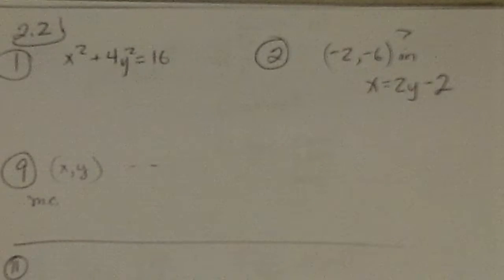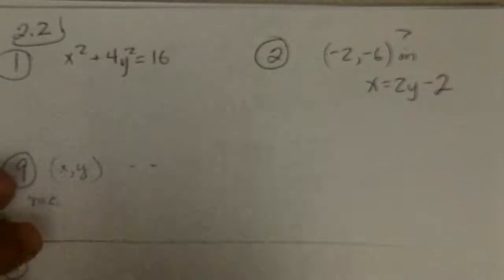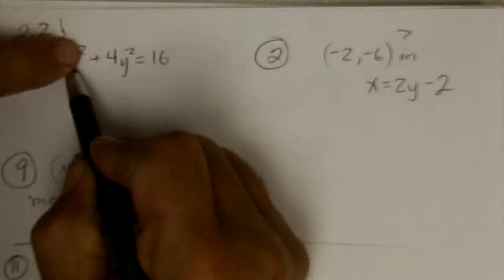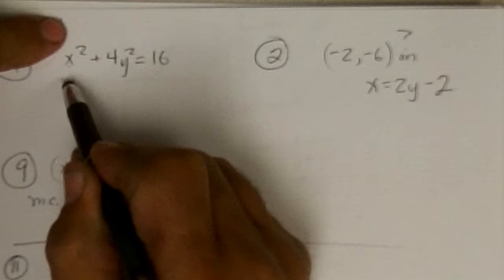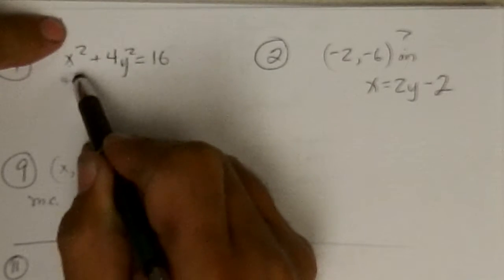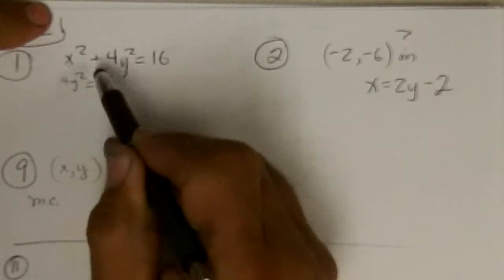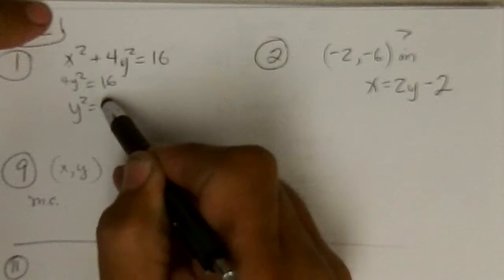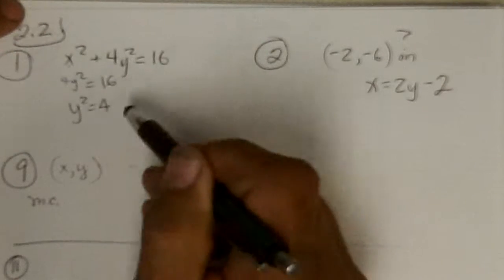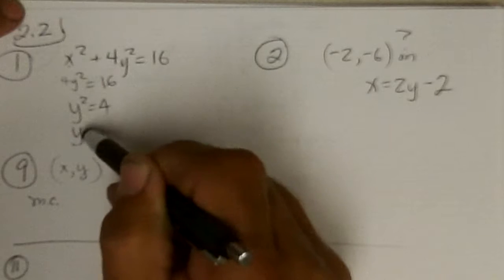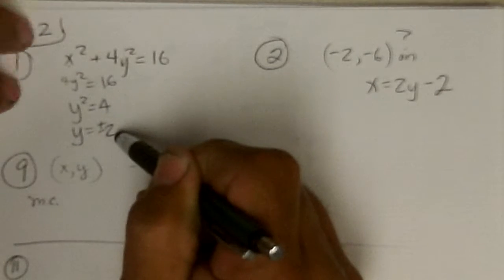Alright, section 2.2, we got some questions here. Number one, it said find the intercepts of this, which means if I put in 0 for x, I'll have 4y squared equals 16. I'll divide by 4 and I'll have y squared equals 4, and take the square root of both sides and I'll have y equals plus or minus 2.